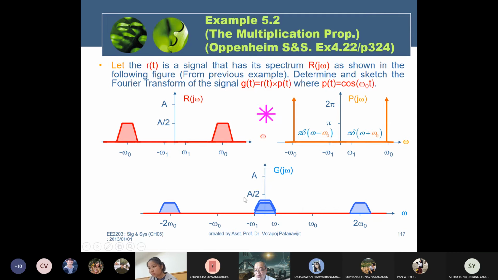Therefore, now the result will be here. What happened? You can see that the signal has been shifted back to the original, the same as the original, that is B, right? But it still has this spectrum and this spectrum, the left and right spectra, which are uninteresting.